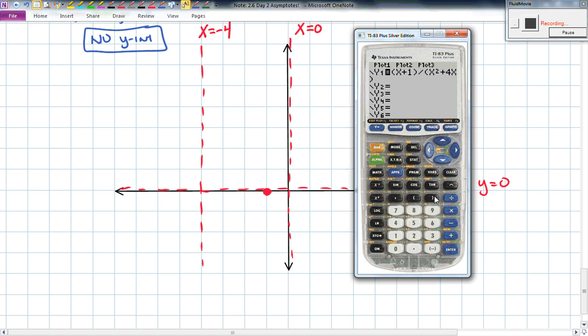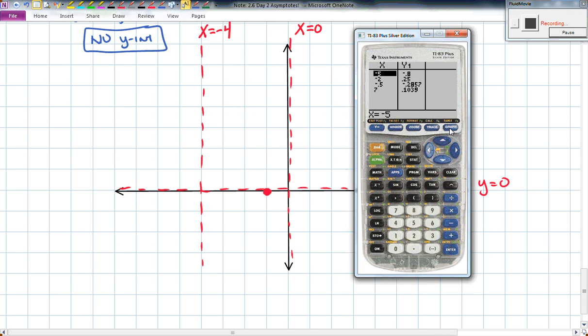Instead, we're going to go to the window. So second window, which gives us the table setup, right? Second window is the table setup. Make sure that your independent variable is set to ask. So go down, highlight ask, push enter 1 time. Once you've got this set up, go back to the table. So second table. All right. Doesn't matter what you have in there.